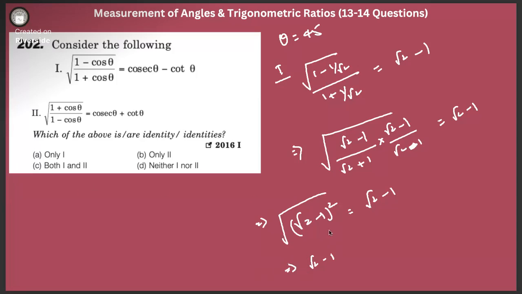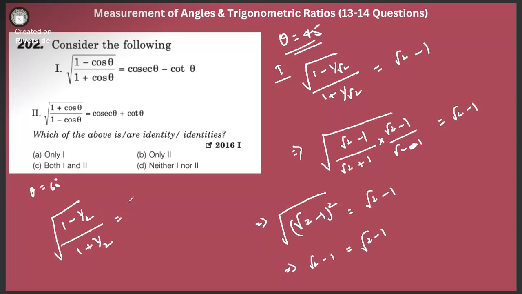So what did we get, guys? We got the same number all over again at theta equal to 45. Let's try and check at theta equal to how much? Let's check it at 60. So 1 minus half divided by 1 plus half.